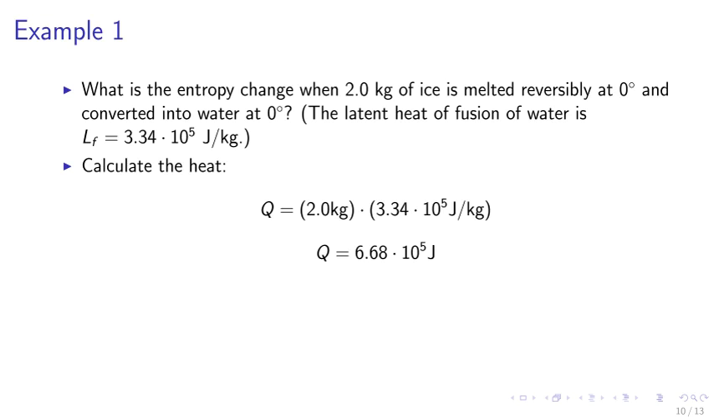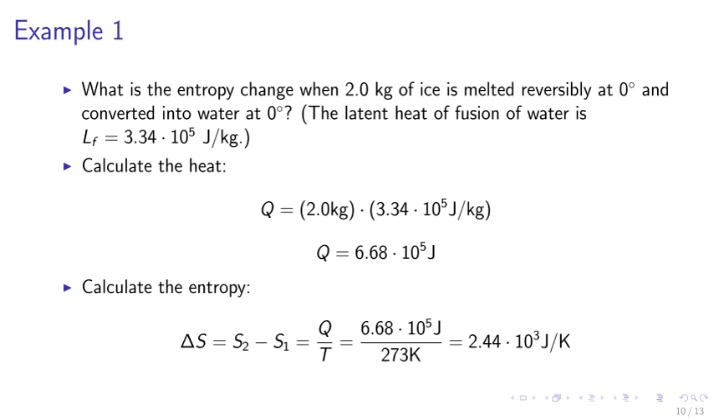We may first calculate the heat, Q equals M times L, where L is the latent heat of fusion times the mass, which is 2.0 kilograms, obtaining Q equals 6.68 times 10 to the 5th joules. We may finally calculate the entropy, delta S equals S2 minus S1 equals Q over T, which is 2.44 times 10 to the 3rd joules per kilogram.